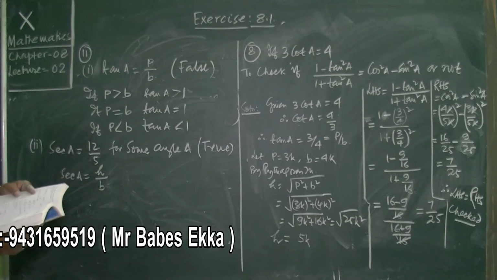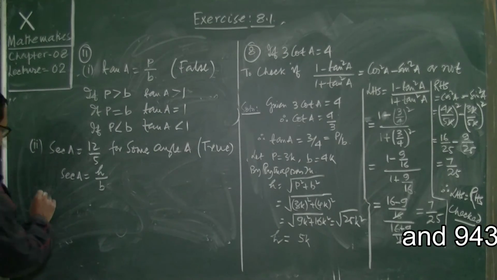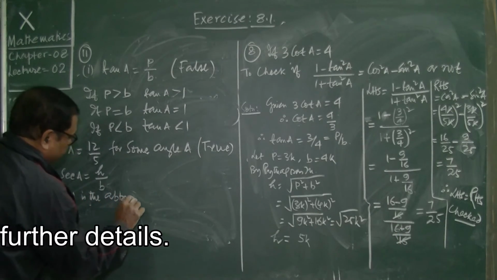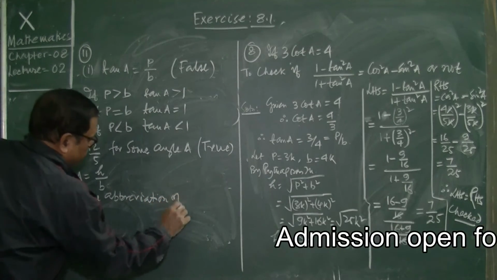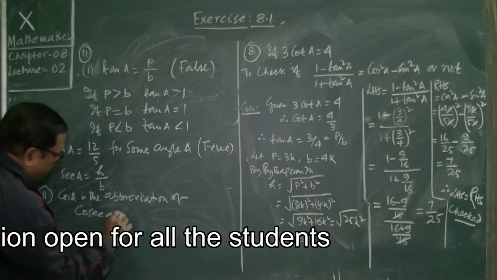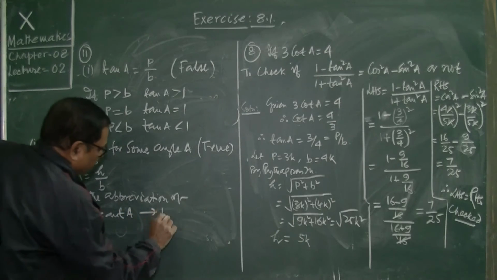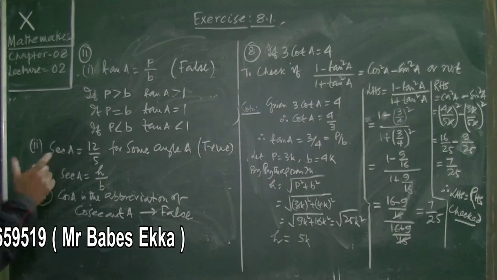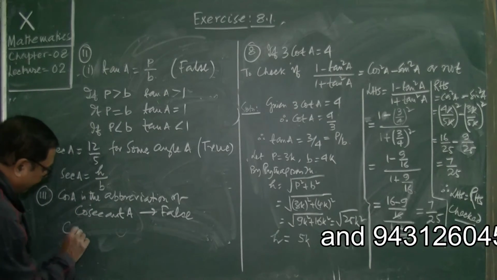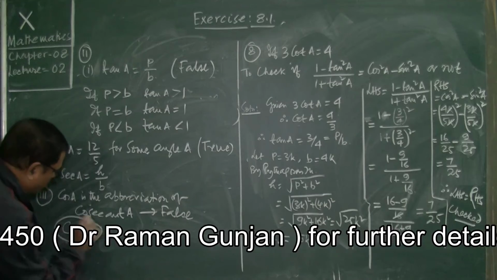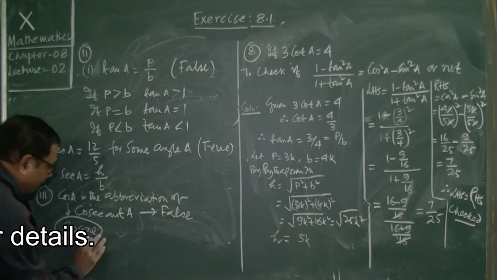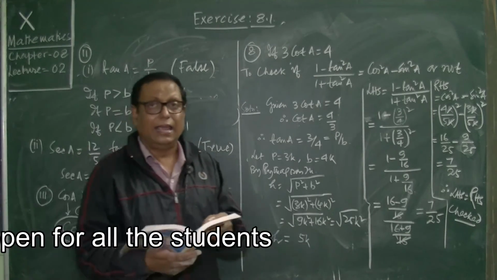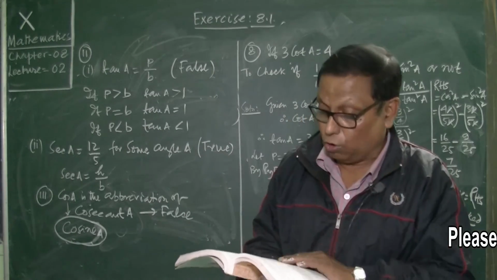Third one, cos A is the abbreviation of cosecant A. The statement is false because I told you in the last class, while I was giving you the introduction, that cos is the abbreviation of cosine. Cos A is the abbreviation of cosine A and not of cosecant A. The abbreviation of cosecant A is cosec A.